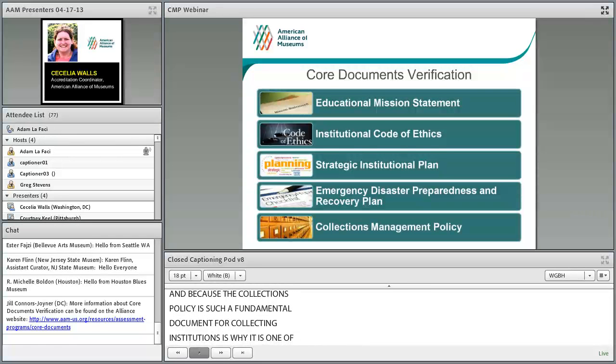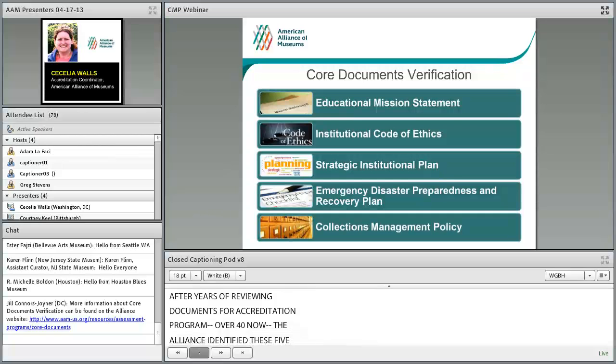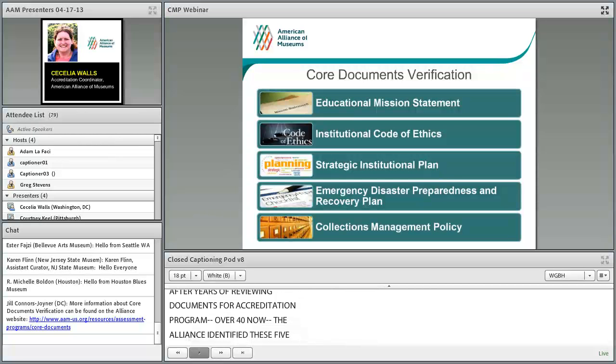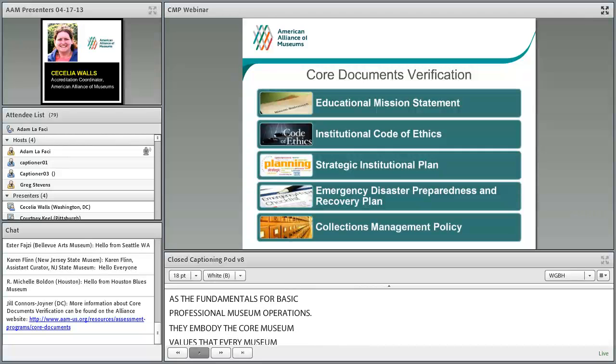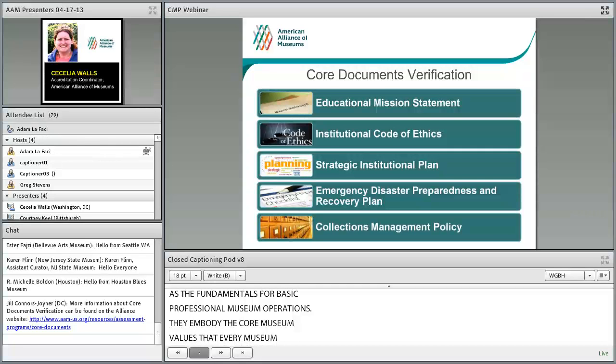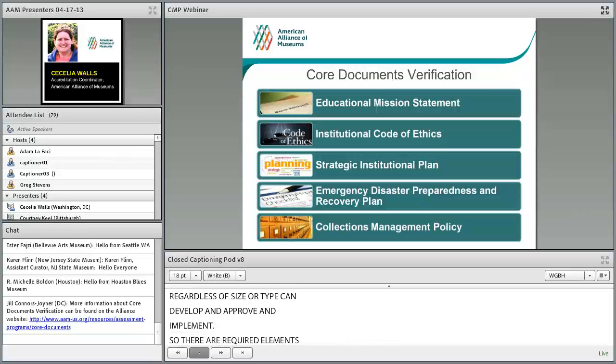Let me give you just a short rundown of how we came about developing this program. After years of reviewing documents for the accreditation program, over 40 now, the Alliance identified these 5 as the fundamentals for basic professional museum operations. They embody the core museum values that every museum, regardless of size or type, can develop, approve, and implement. So there are required elements for each document, and we'll talk about the required elements for a collections policy a little bit later.